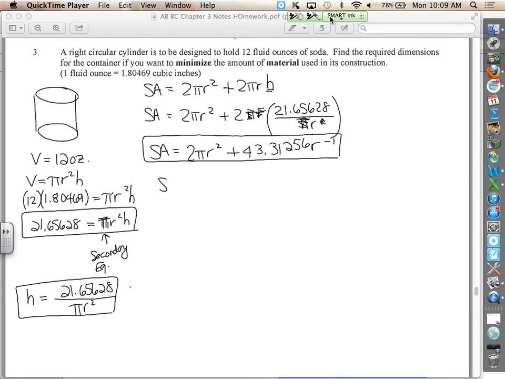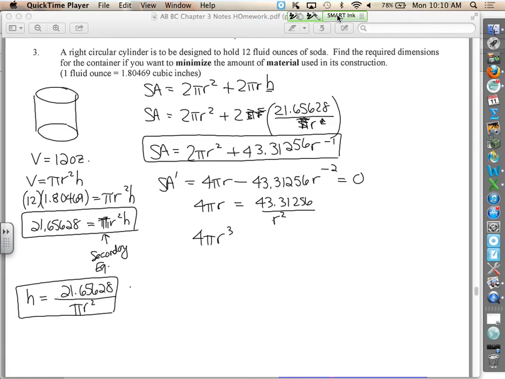So the derivative of surface area, I'll just make it SA prime. 2 pi r squared would be 4 pi r. If I take the derivative of 43 and the r to the negative 1, I can change that and make it minus. So minus 43.31256 r to the negative 2. Okay, and then this is my derivative. Set the derivative equal to 0. So 4 pi r equals this 43 over r squared. We can cross multiply.